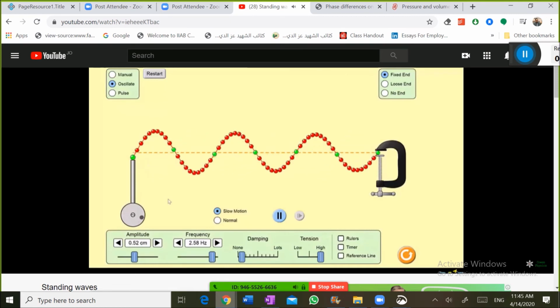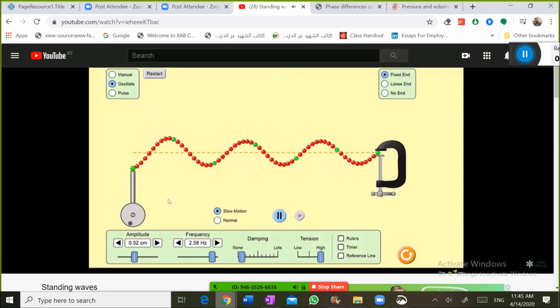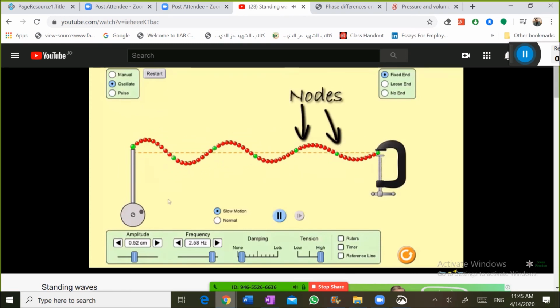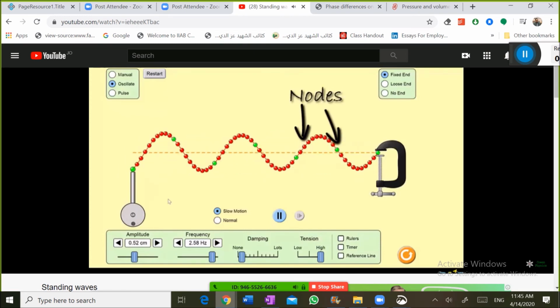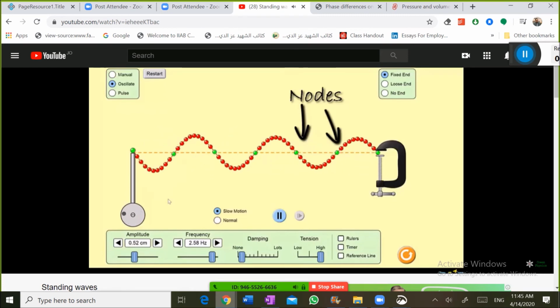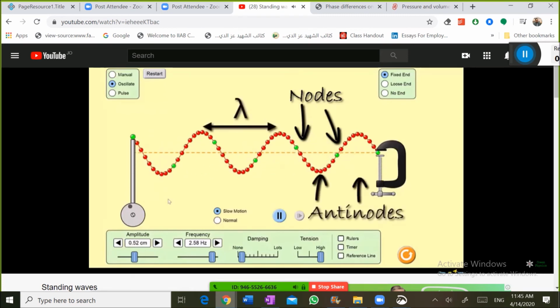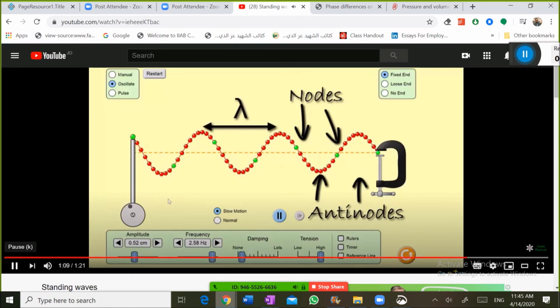Points along the wave that are stationary, not moving up or down, we can call nodes. At other points along the wave, we have our maximum displacement. These points we will call antinodes. We should note that if this is one full wavelength, then each... Is that clear, guys?